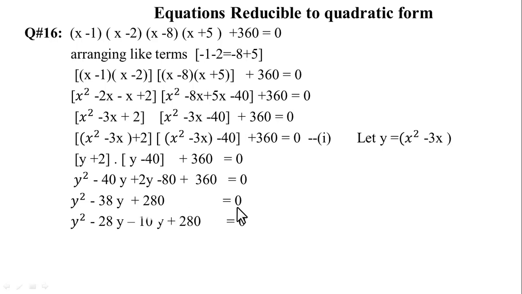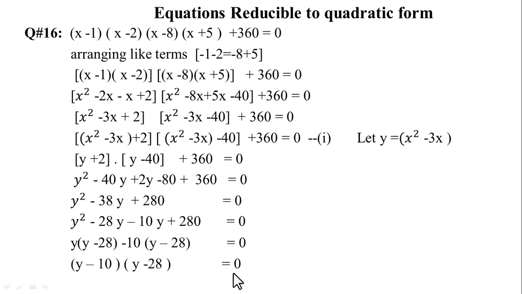Now by middle term breaking, we can solve: 28 multiplied by 10, the answer is 280, and 28 plus 10 gives 38. Now taking common, the first two terms give y, and the second two terms give minus 10. Then y into y minus 28 and minus 10 into y minus 28. So the two factors are y minus 10 into y minus 28 is equal to 0.